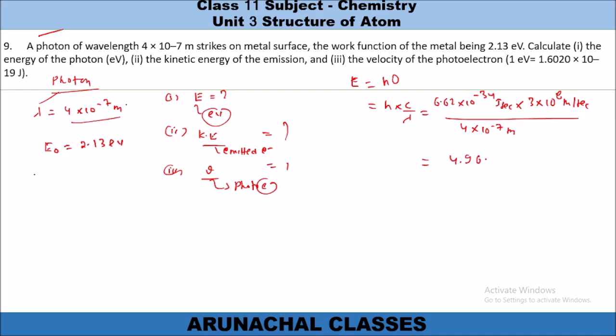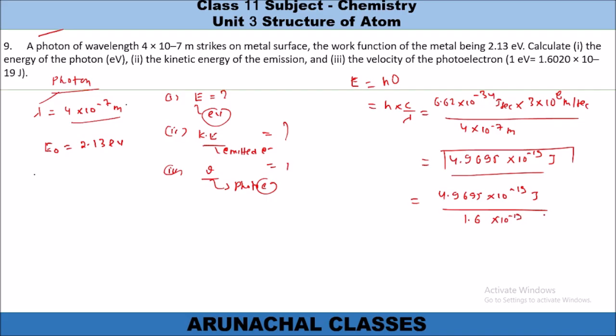4.9695 into 10 power minus 19 joule. So we have got the energy in joules. We can calculate in electron volt. We can just divide 4.9695 into 10 power minus 19 joule by 1.6 into 10 power minus 19. So it will be in electron volt. If I solve this one, it will be 3.1 electron volt.